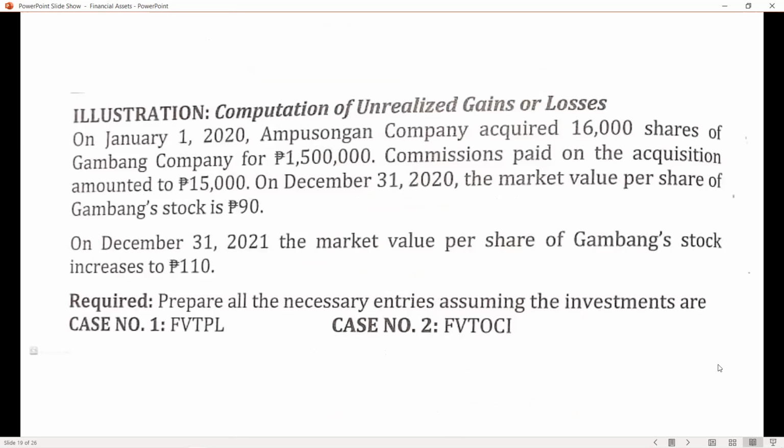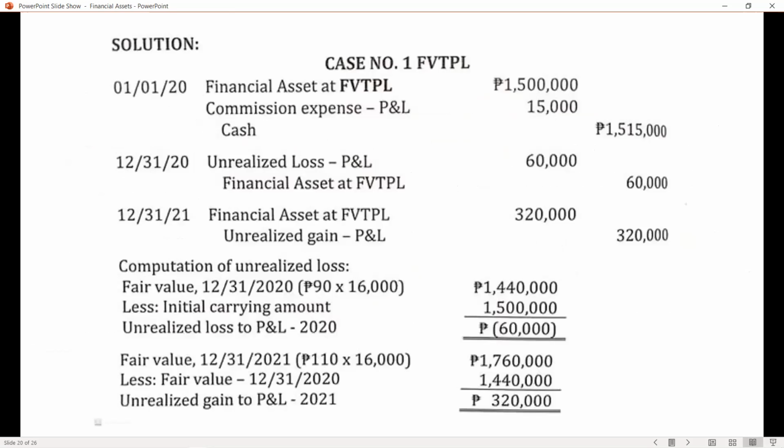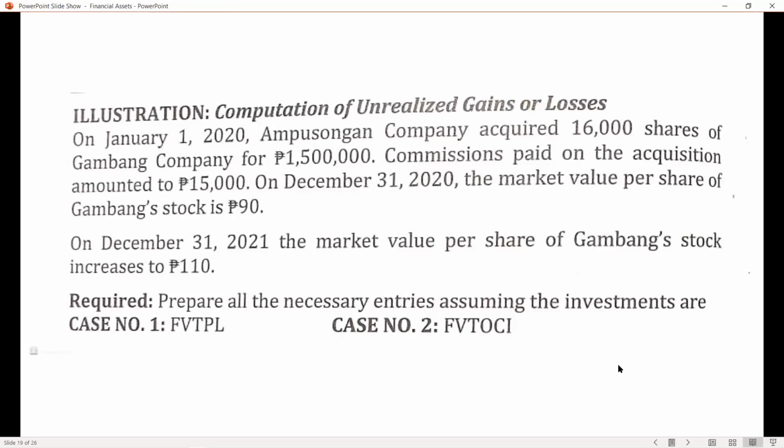On January 1, 2020, Asuncion Company acquired 16,000 shares of Gambang Company for 1,500,000. Commission paid on the acquisition amounted to 15,000 pesos. On December 31, 2020, the market value per share of Gambang stock is 90 pesos per share. On December 31, 2021, the market value per share of Gambang stock increased to 110. So what will happen here? Kunin natin yung journal entry using FVPL at saka FVOCI.